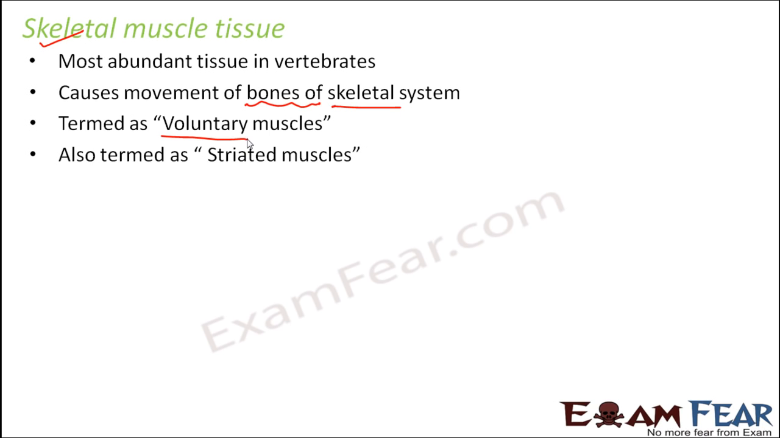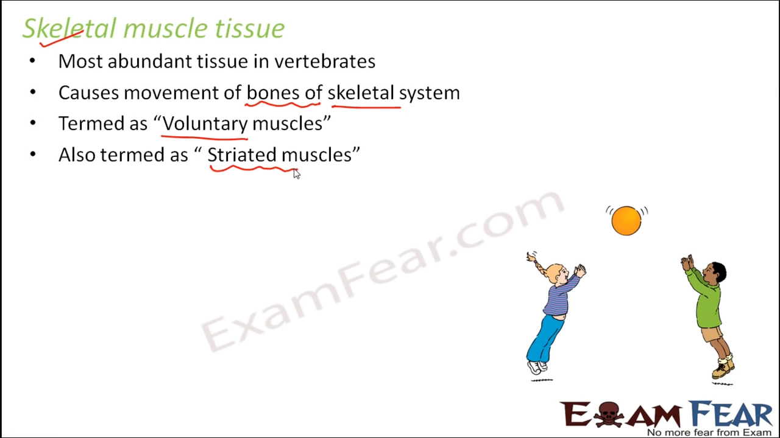They are also known as striated muscles. This is again another name, and this name has come because when these types of muscles were observed under the microscope, it was observed that these muscles show alternate light and dark bands, and these alternate dark and light bands are known as striations, and that is how it got the name striated muscles.